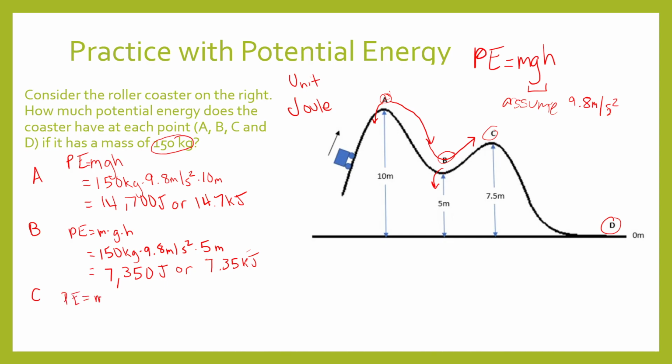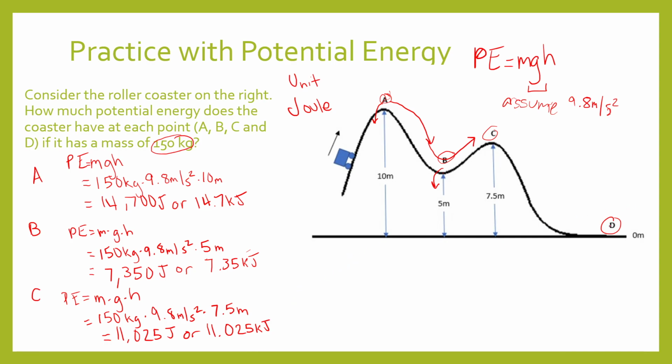Now C is where we've taken that roller coaster down and we're going back up. So we can assume now, because we're at a higher location, the potential energy should be higher than it was at point B. So again, we're going to plug this into our equation. Potential energy equals mass times gravity times height. Our mass and our gravity have stayed the same, 150 kilograms and 9.8 meters per second squared. The only thing that's changed is our height, which is now 7.5 meters. And if you can guess, we're going to be right in the middle of the two answers we've gotten so far. 150 times 9.8 times 7.5 gives us exactly 11,025 joules, or 11.025 kilojoules.